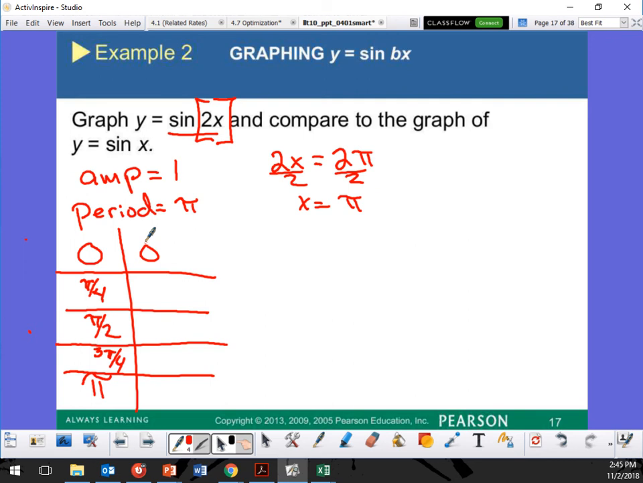Next one. Pi over 4 times 2. Won't that be 2 pi? No. Pi over 2, right? Yeah, it's pi over 2. Okay, sine at pi over 2? 1. Alright, the next one says pi over 2 times 2, pi. What is sine at pi? 0.